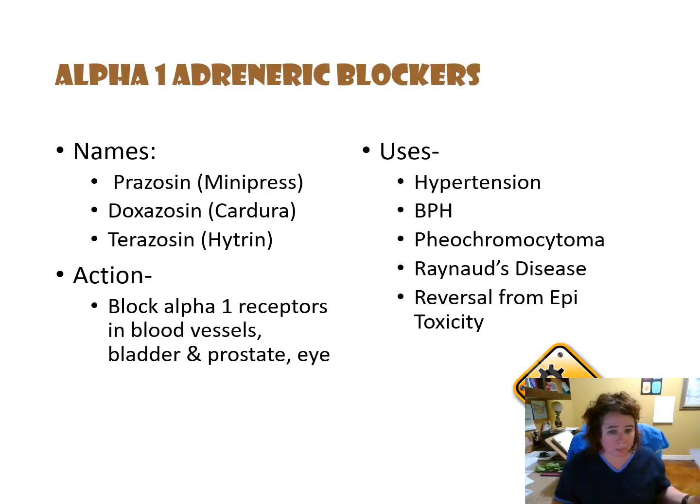Alpha 1 adrenergic blockers. This is some of those big, bad, scary ones, because they can cause pretty significant orthostatic hypotension. The cool thing about these medications is that they help not only to control blood pressure issues, but for your gentlemen who have an enlarged prostate, they can also help them to pee better.